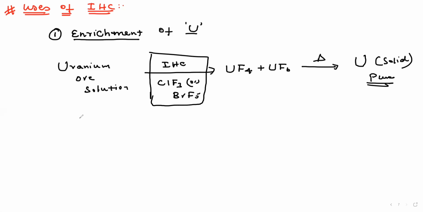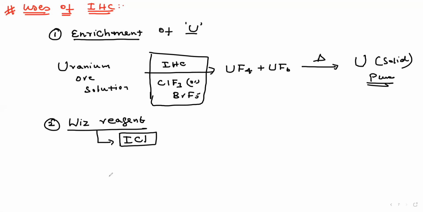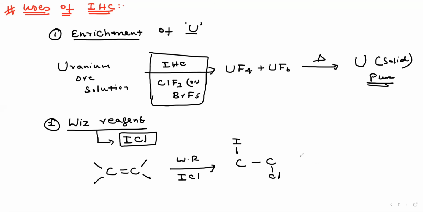And the second important application is Woods reagent. What is Woods reagent? Please note, that is ICl. ICl is an interhalogen, right? What is the use of Woods reagent? Please note. If I take a carbon double bond carbon, an alkene molecule, generally called olefin, then react with Woods reagent, ICl. What is the product now? I get carbon with iodine here, and Cl here.